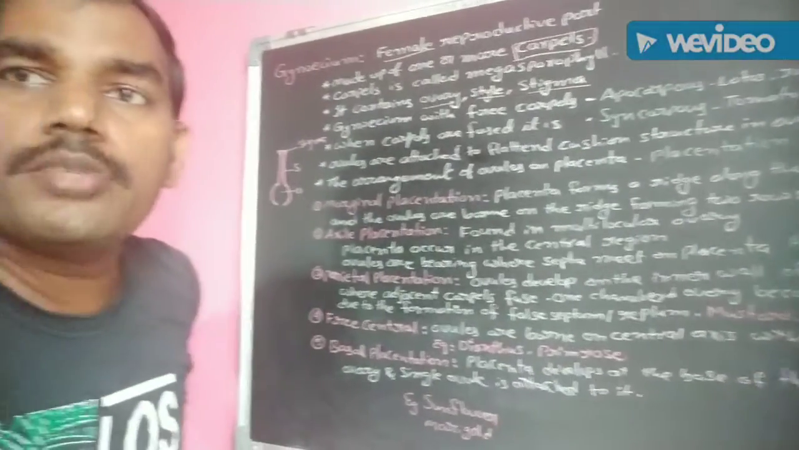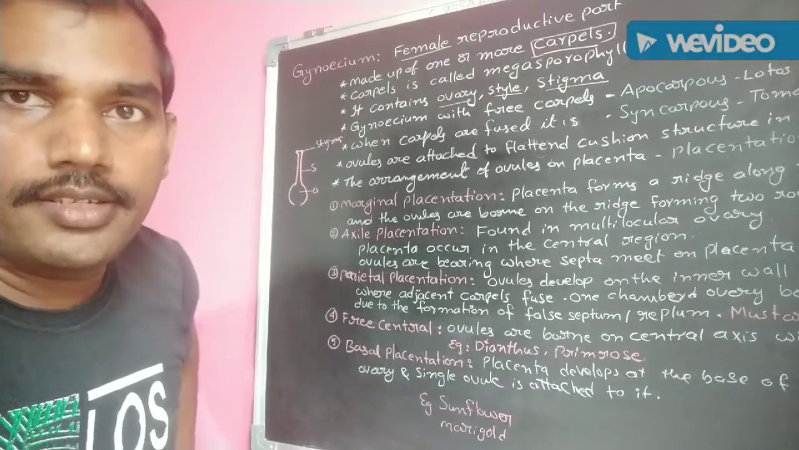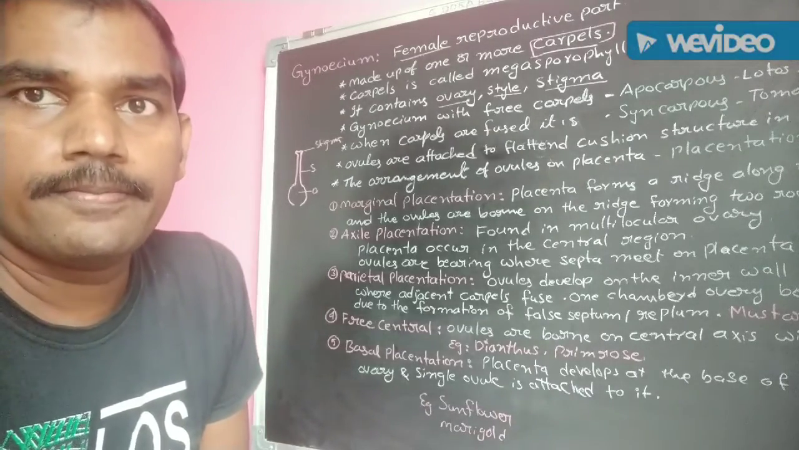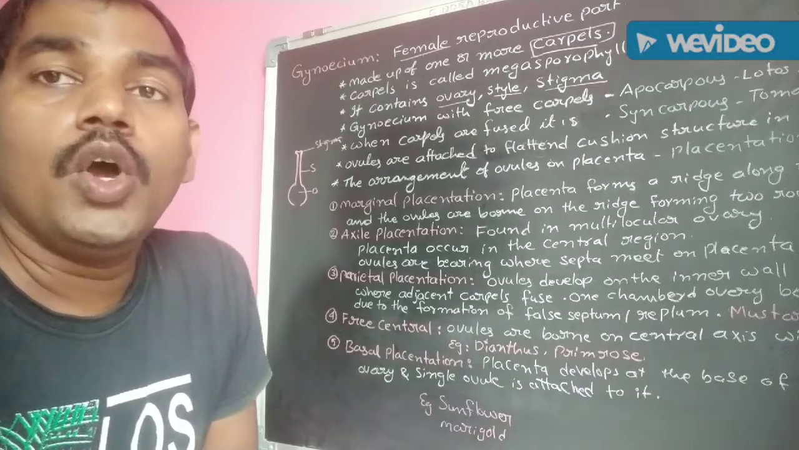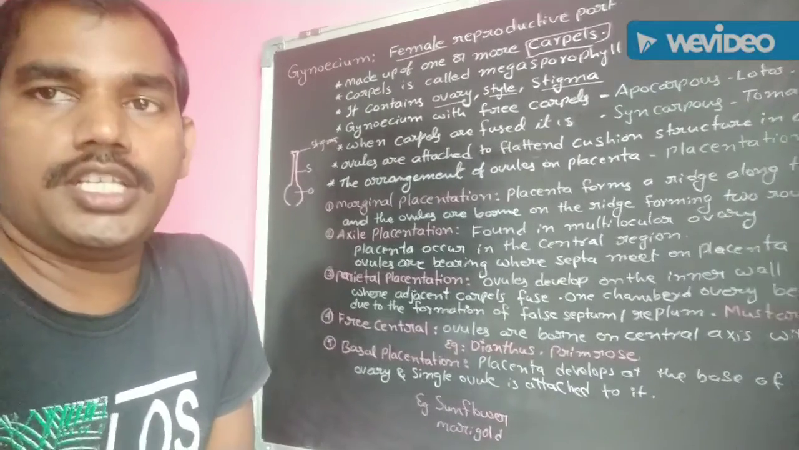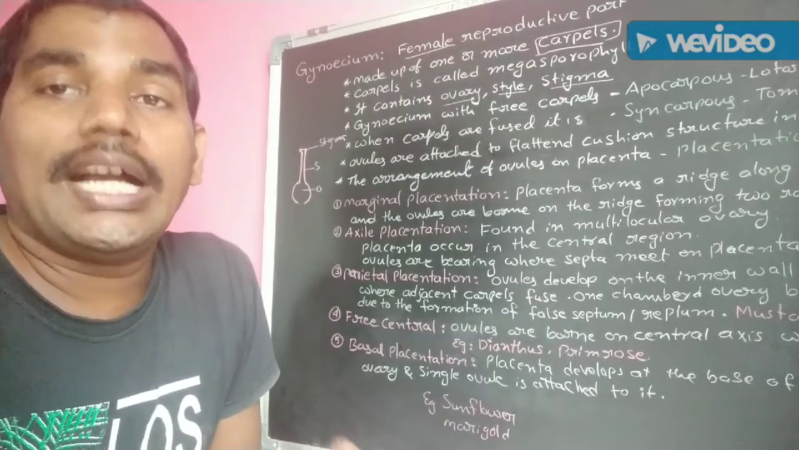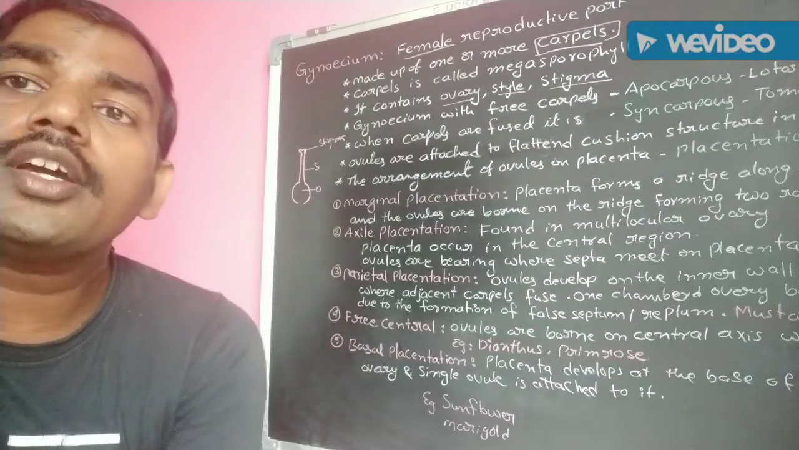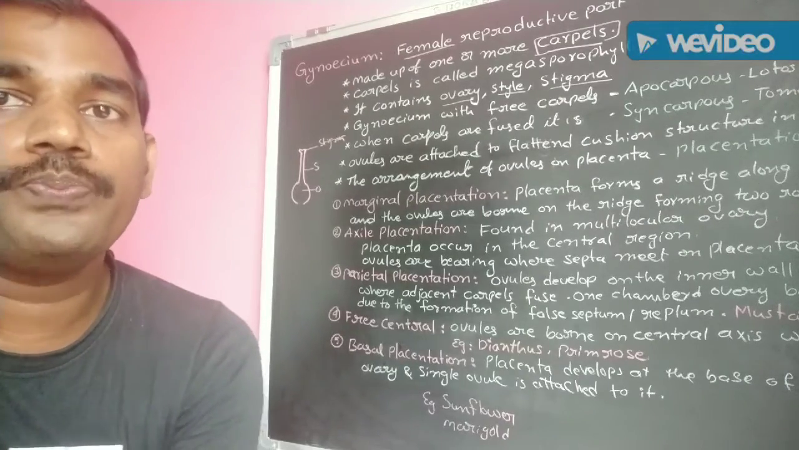Next one. Gynoecium is made up of carpels. The number of carpels varies from species to species. In some species, only one carpel is present. This type of gynoecium is known as monocarpellary. Example, Dolichos lablab.